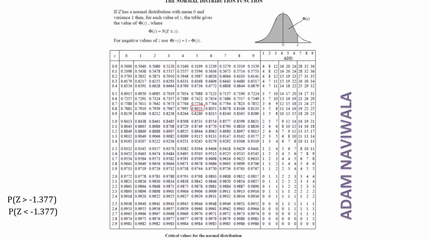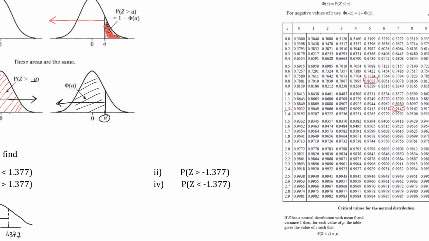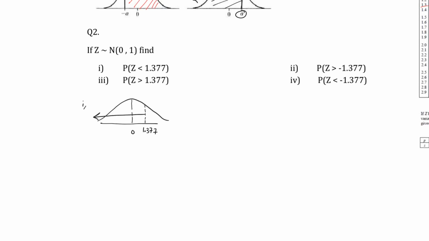So I'll go on my table, 1.37, and the seventh value is 11. So the probability would be 0.9147 plus 0.0011, and the probability comes out to be 0.9158. So this area is 0.9158.